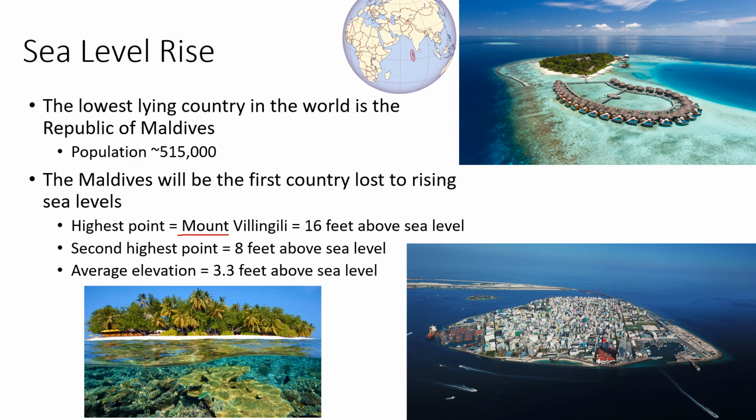The second highest point is about 8 feet above sea level, and their average elevation is 3 feet above sea level. They are actually constructing an artificial island that is hopefully going to be higher than sea level rise is going to see in the foreseeable future. But if we get to catastrophic levels of many, many meters of sea level rise, they're not going to be able to build anything that's going to protect from that.